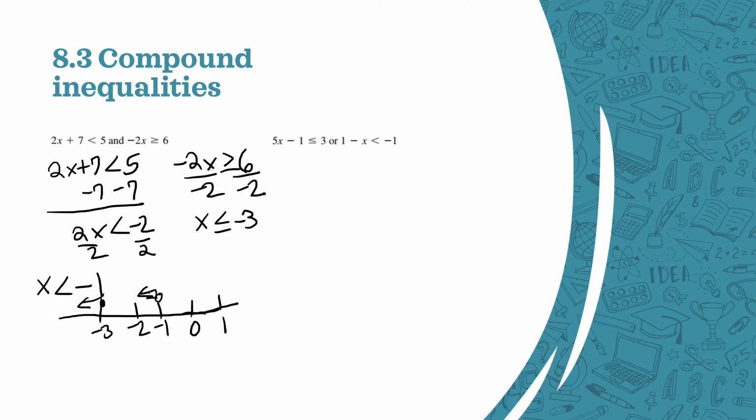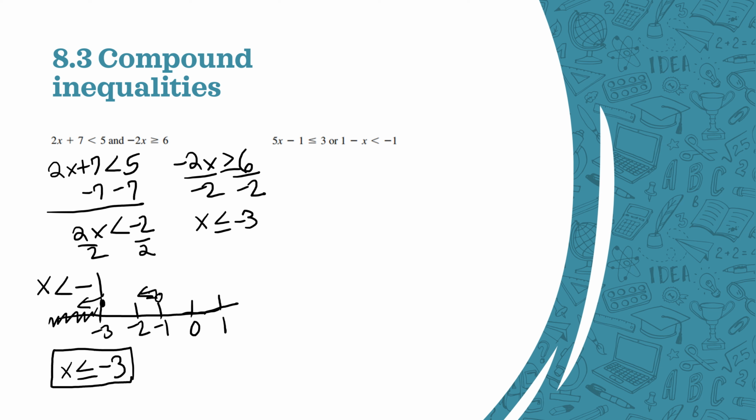And what about x less than or equal to negative 3? Well, let's do negative 4. If I plug in negative 4 here, 2 times negative 4 is negative 8, plus 7 is negative 1, which is less than 5. And if I plug negative 4 in here, negative 2 times negative 4 is 8, which is greater than 6. So that means the solution is everything beyond here. So x is going to be less than or equal to negative 3.